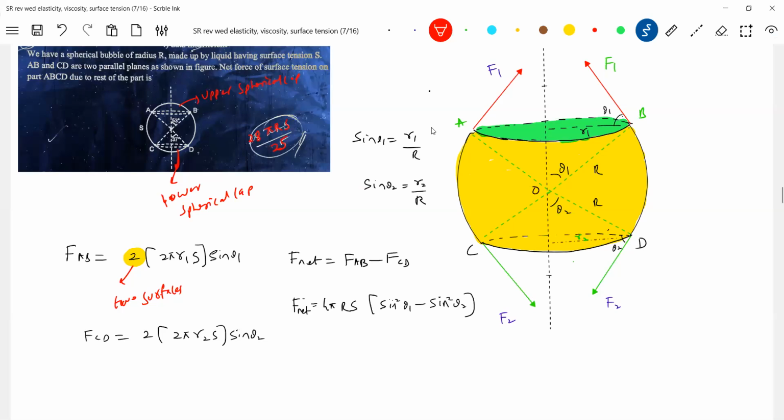Sir, F net will be FAB plus FCD, no, sir. Why you want to add? Force is acting on opposite sides. You only decide. Net force is asked. What do you mean by net force? It will elongate, no, sir. Like elongating force will be on both sides, F1 and F2 are opposite sides. I don't know why you are thinking like this. First of all, he's asking net force. Tell me, what shall I write?